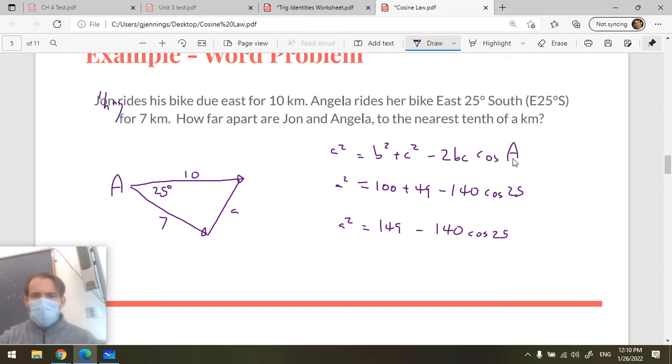Here, I'm going fast because I want to show you. These don't take as long as what I'm doing, but 10 squared is 100. 7 squared is 49. 10 times 7 times negative 2 is negative 140. Okay, let's go. So I have here cosine of 25. Take the cosine of that, it is 0.9. I'm going to multiply that by negative 140, and that's going to be negative 126.